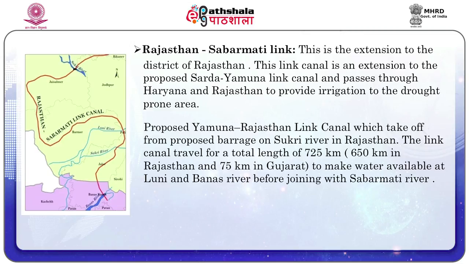Rajasthan-Sabarmati Link. Rajasthan-Sabarmati Link is an extension to the proposed Yamuna-Rajasthan link canal which take off from proposed barriers on Sukri rivers in Rajasthan. The link canal travels for a total length of 725 kilometers, that is 650 kilometers in Rajasthan and 75 kilometers in Gujarat to make water available at Luni and Banas rivers before joining with Sabarmati River.